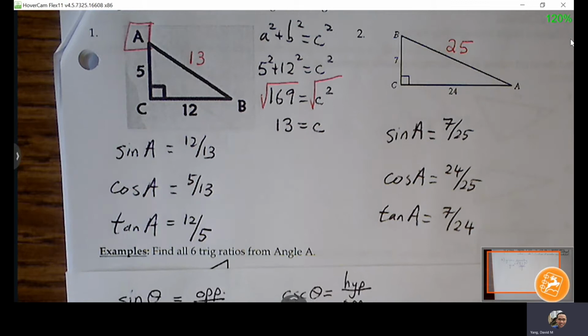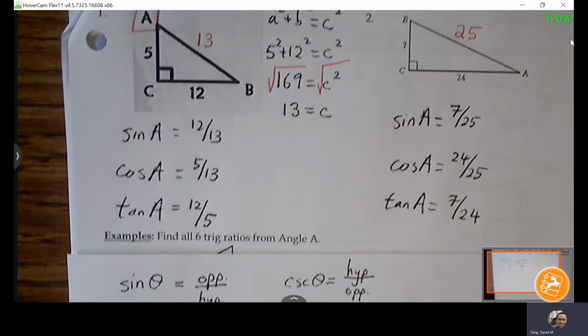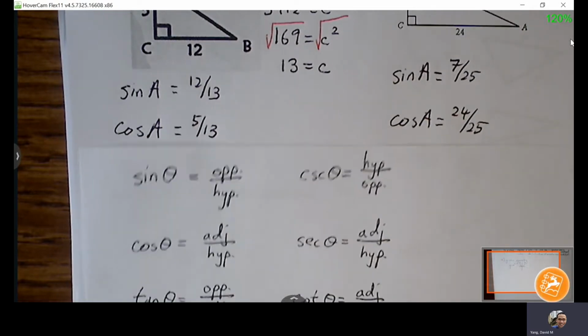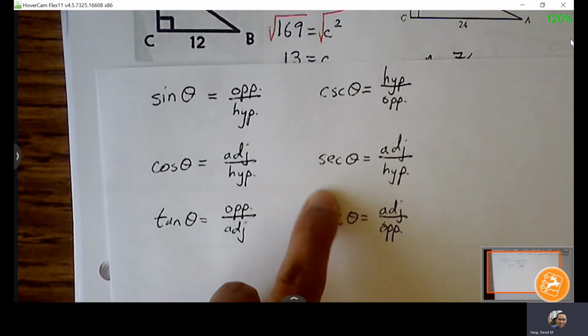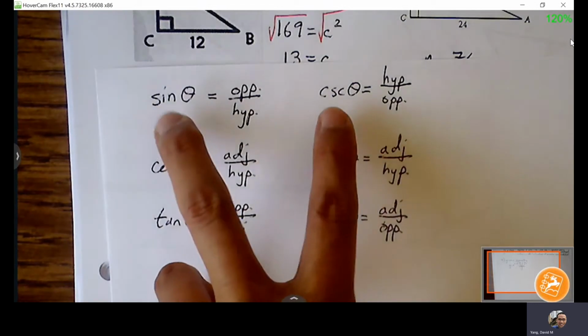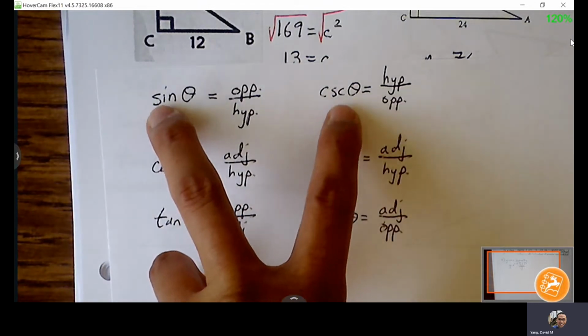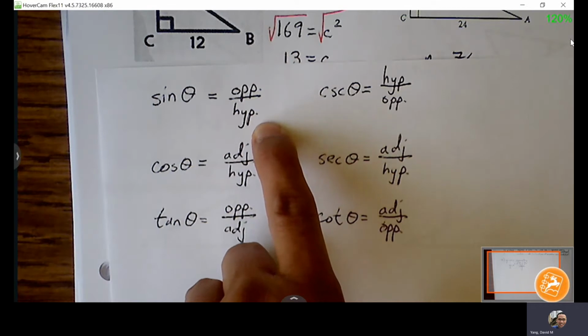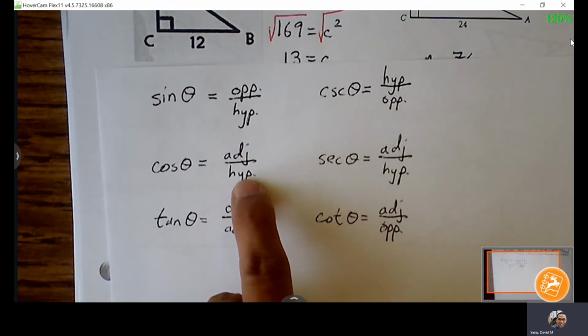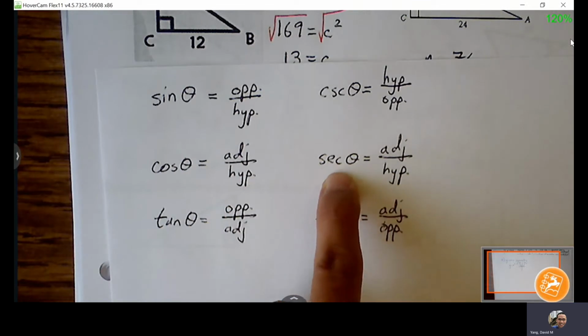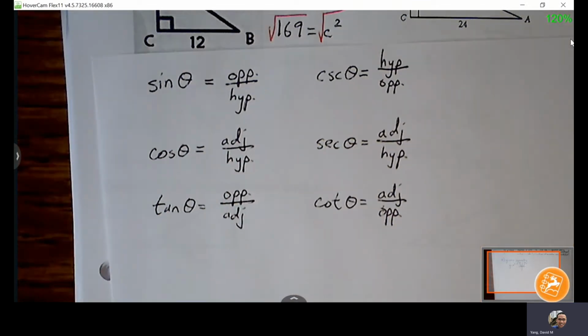Okay, so now moving on to the middle of the page. We want to find 6 trig ratios for angle A, so now we're dealing with 6 trig functions. The other ones, cosecant, secant, and cotangent, are just the reciprocals of the corresponding trig functions. If I flip sine, numerator and denominator, I get the ratio for cosecant. If I flip cosine around, instead of adjacent over hypotenuse, it's hypotenuse over adjacent, that will be secant. And if I flip tangent around, I get cotangent. I have it up here on the board as well.